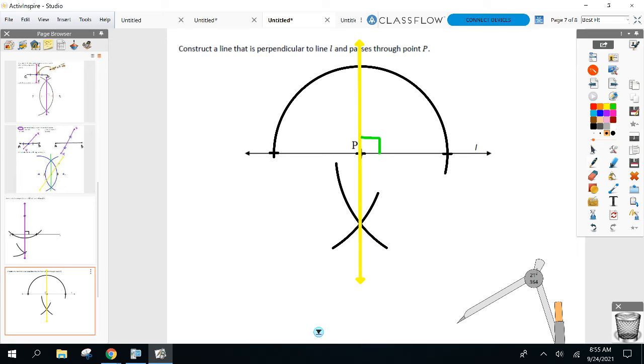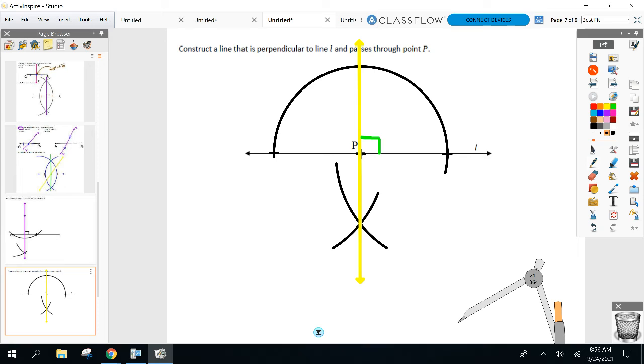So whether the point's on the line or off the line doesn't matter. We use the same construction. Now the reason, go ahead. These constructions are going to be on the unit test, right? Not all of them, but let's just say I'm going to pick 2 of them and throw them on there.